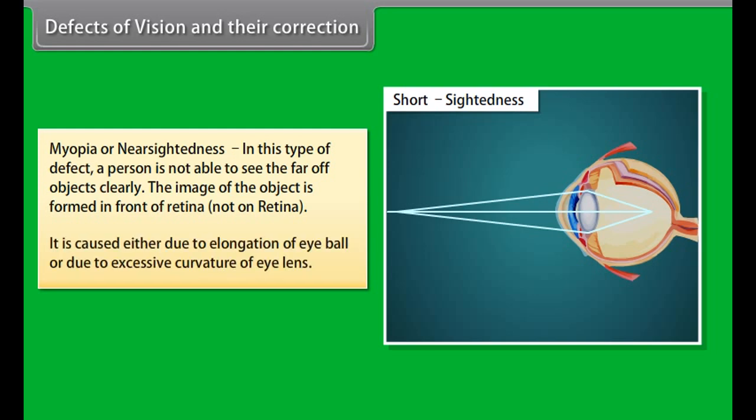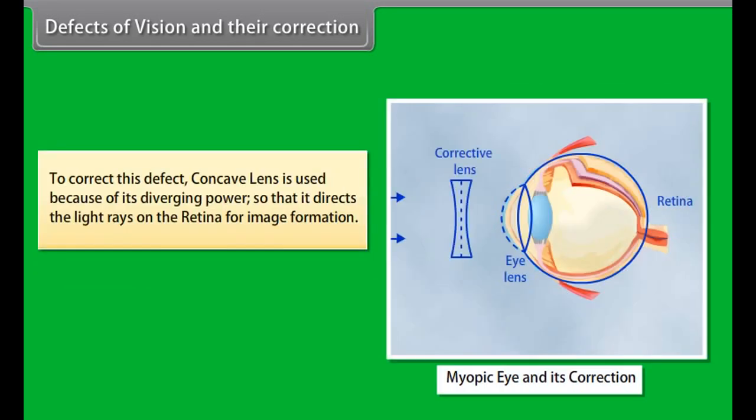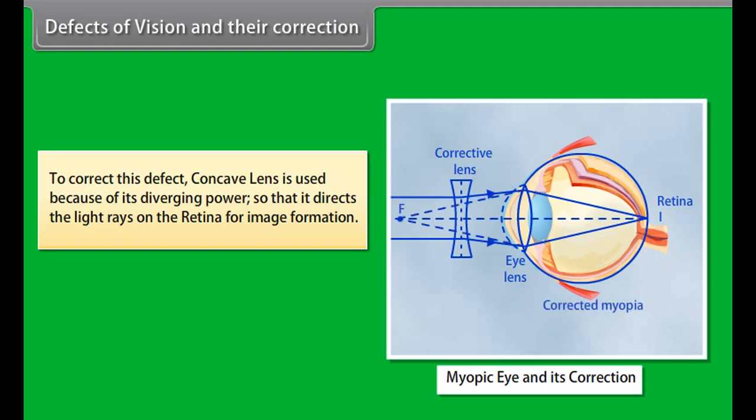It is caused either due to elongation of the eyeball or due to excessive curvature of the eye lens. To correct this defect, a concave lens is used because of its diverging power, so that it directs the light rays on the retina for image formation.